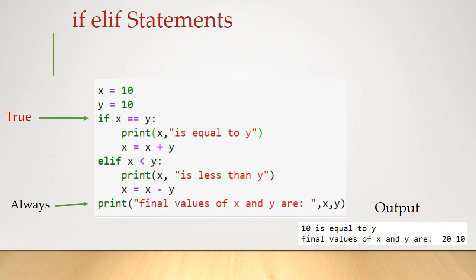We're going to look at the example one more time. This time we're going to assign x the value 10 and y the value 10. The computer evaluates the condition x equals y, and that's true. So the block under that if statement is executed, and we print x is equal to y, and we assign x the value of 10 plus 10, or 20. Then control of the program goes to the final print statement, and final values of x and y are 20 and 10 is printed on the screen.